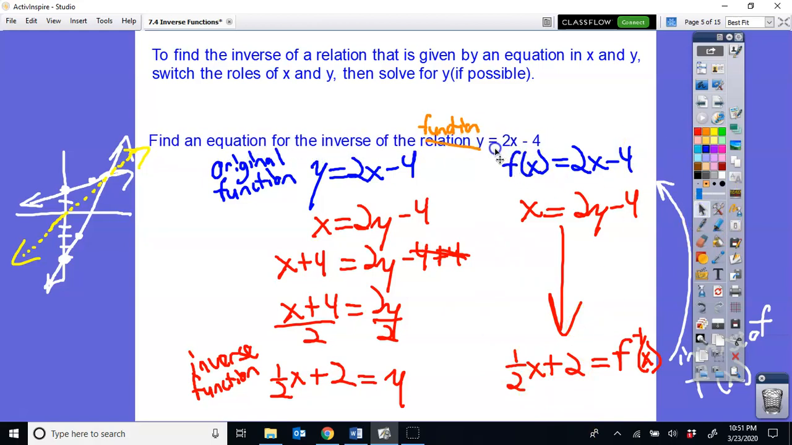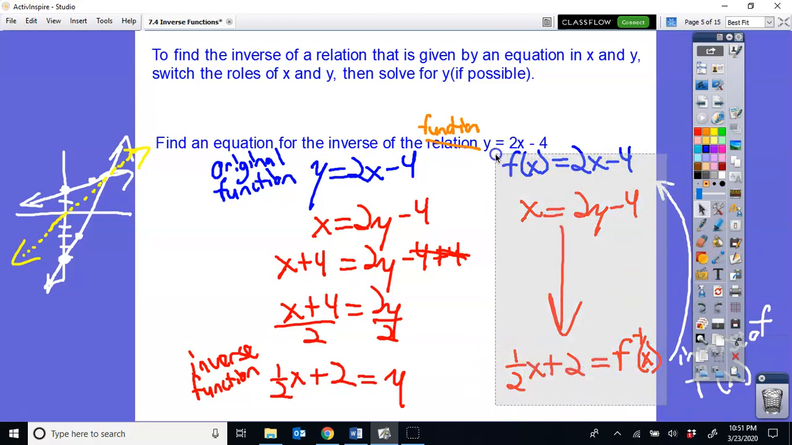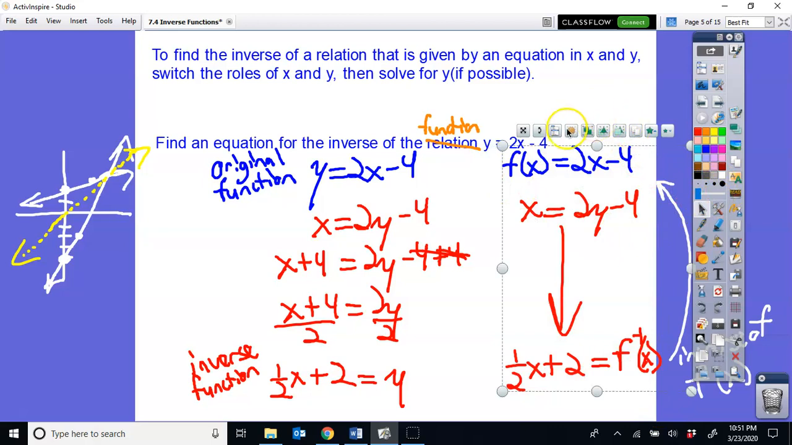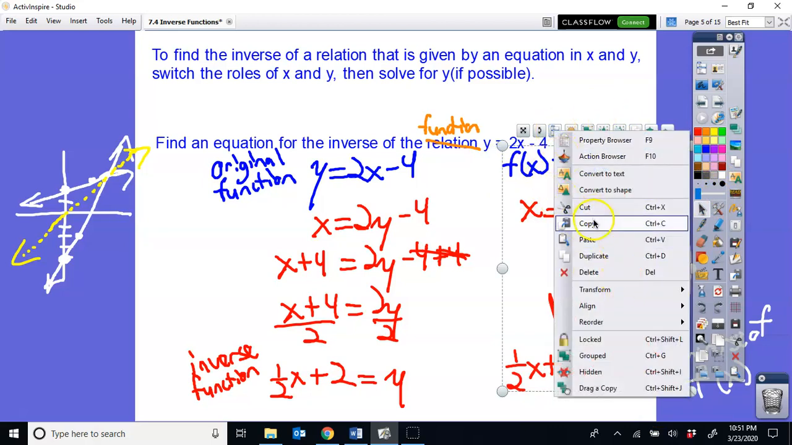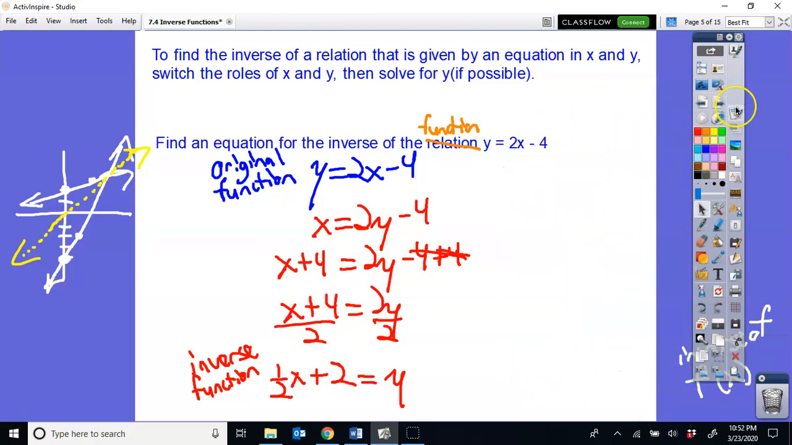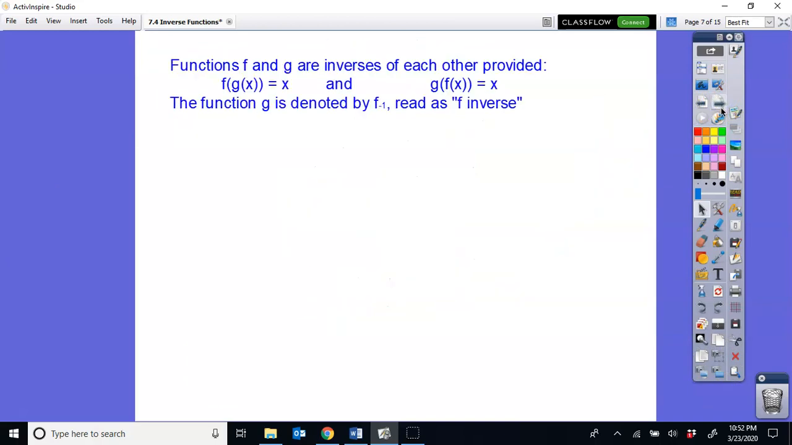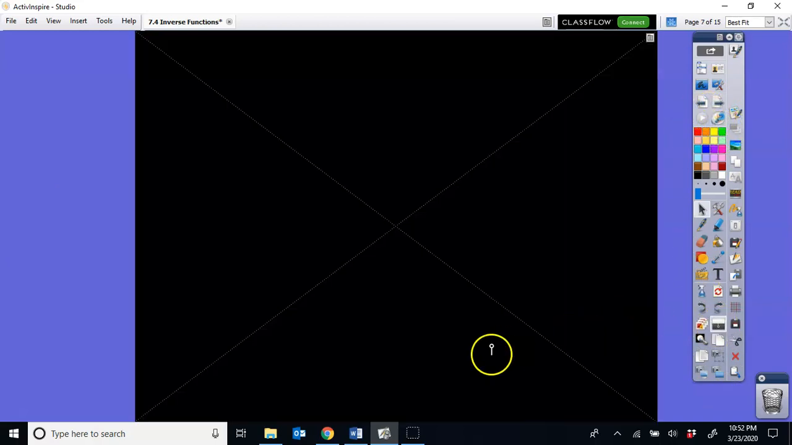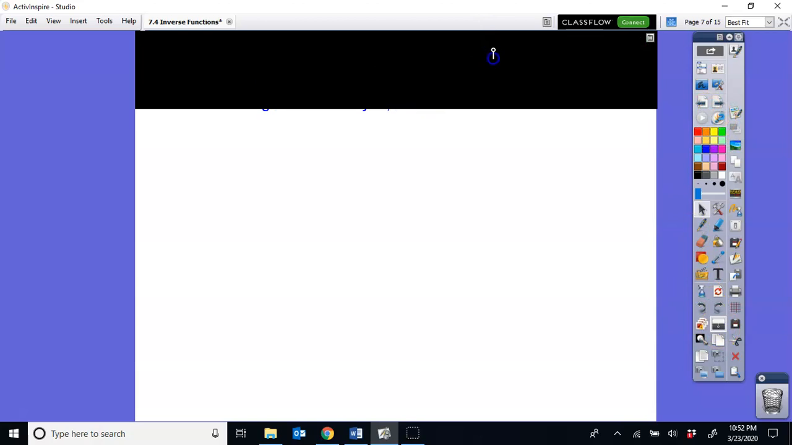And so what we want to do is be able to see if these two functions are inverses of each other. If they are inverses of each other, there are a couple of different ways that we can actually do this. Let's see if I can get over here to the correct page here. I'll cover that up real quick.